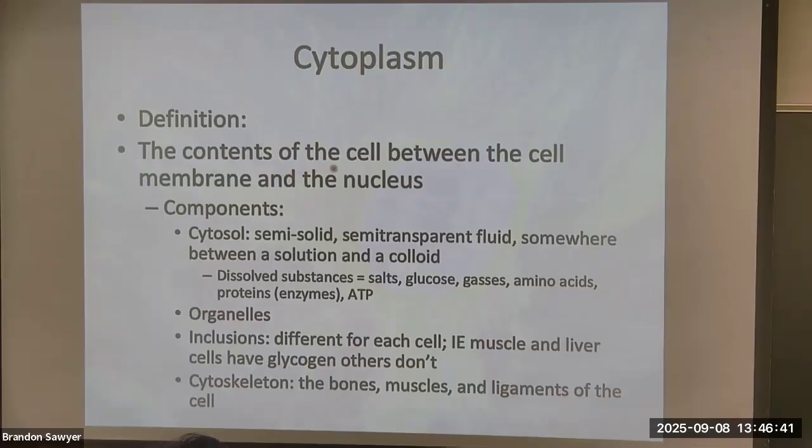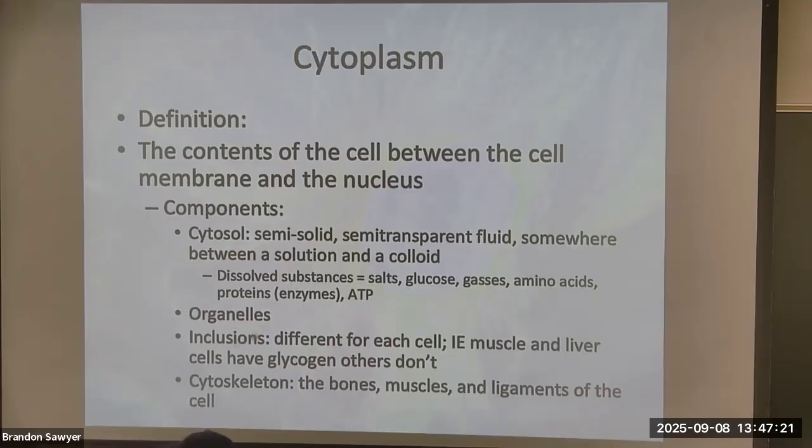We're going to talk about all the different components of cytoplasm. One of those components is cytosol, the solution-like stuff inside. It's semi-transparent, somewhere between a solution and a colloid, like I mentioned. So not quite jello, not quite a homogeneous mixture, but somewhere in the middle. We have all kinds of dissolved stuff like salts, glucose, oxygen and CO2, all the things we need inside our cells, as well as ATP and different proteins.